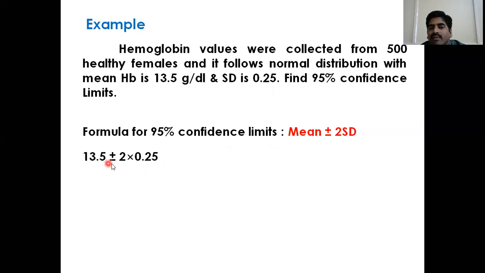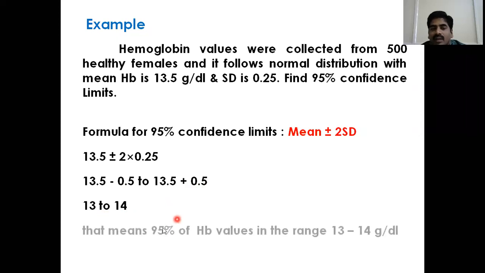Here mean is 13.5 plus or minus 2 into standard deviation 0.25. 2 into 0.25, 0.5. You can subtract 2 times the standard deviation from the mean value, and you can add 2 times the standard deviation to the mean value. Then you will get the normal limit 13 to 14, 13.5 minus 0.5, 13.5 plus 0.5. So this is the normal limit. So that means 95% of the hemoglobin values are in the range 13 to 14.